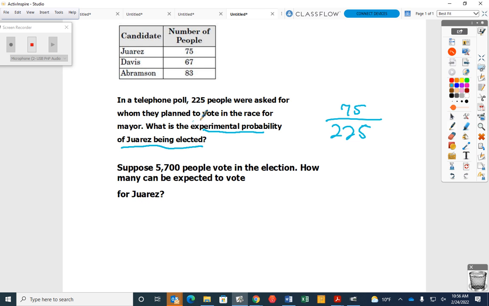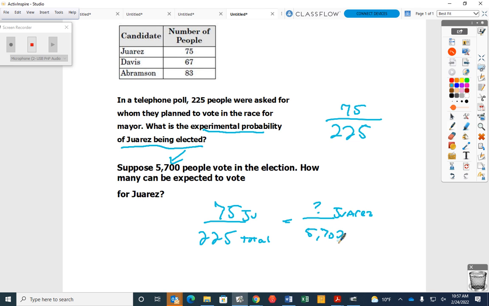Well, what do we already know about Juarez? 75 people. That's 75 out of what? 225. 225 voted for, this is Juarez, and this is total. And what is our question asking us? Suppose how many people voted? 5,700. So that 5,700, where's that going to go? Up here or down here? They want to know how many voted for Juarez, right? So this would be 5,700.